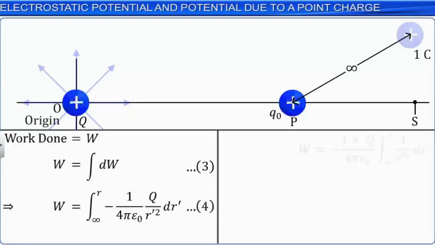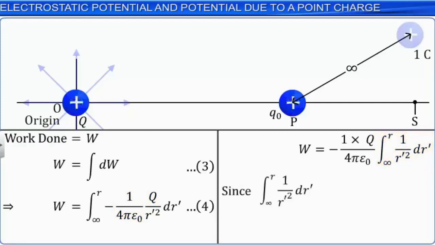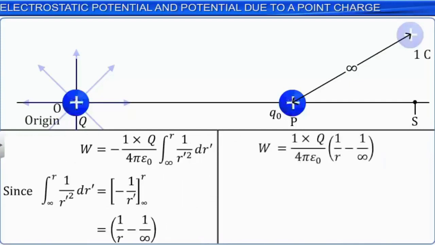Since 1 by 4 pi epsilon naught Q are constants, and evaluating only the integral, we have integral 1 by r' square dr' in the limits infinity to r is equal to -1 by r' in the limits infinity to r, which is equal to 1 by r minus 1 by infinity. On further simplifying, we get W is equal to 1 by 4 pi epsilon naught Q by r. Let this be equation 5.